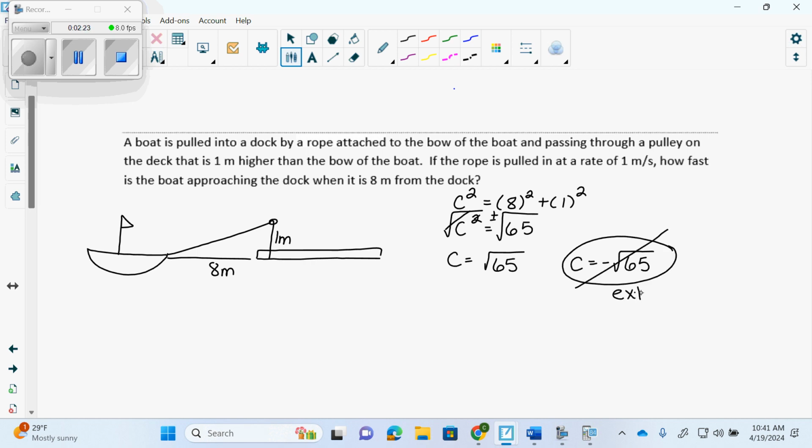Now, why is it extraneous? Okay, that's negative. But why is it extraneous? You can't have negative meters. Distance. So we have root 65. Can 65 reduce? No.